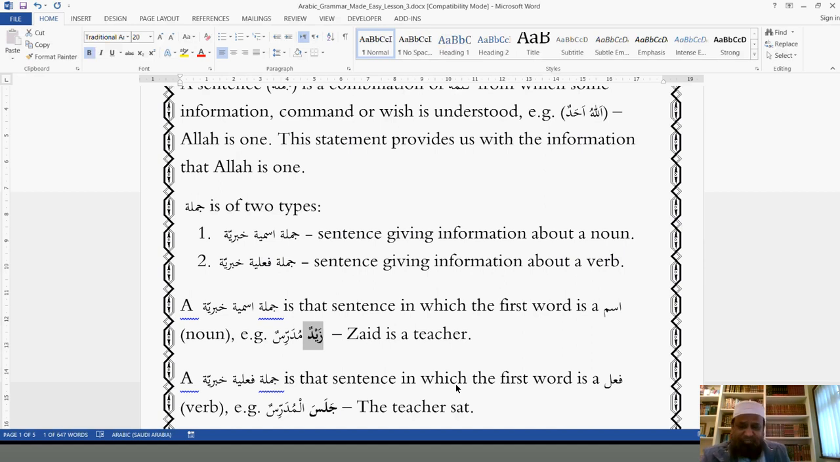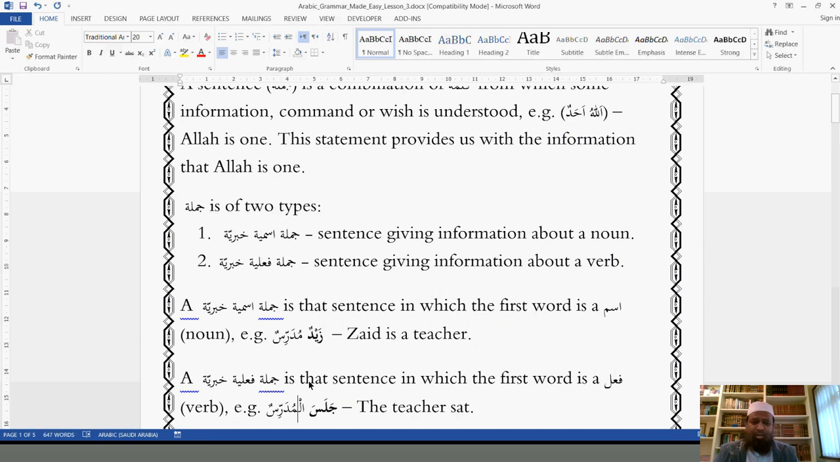جملة فعلية gives us the information of the fail. Okay, who did the fail? Jalasa is the fail, which gives us information about who actually did the fail if it's in the past tense, who is doing the fail if it's present, and who will do it if it's future.